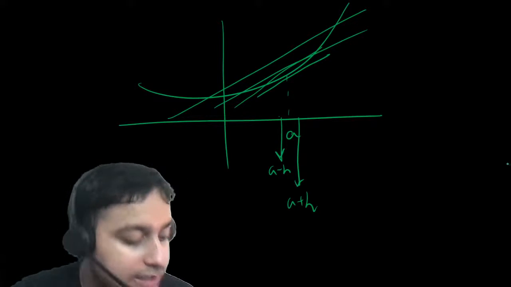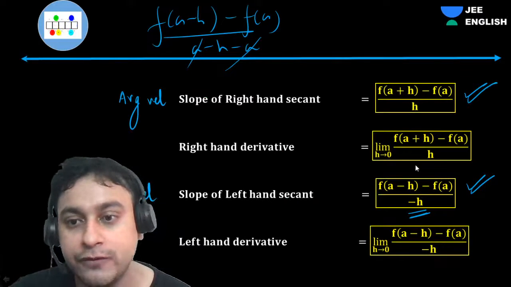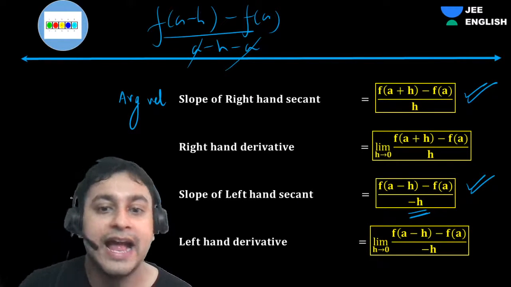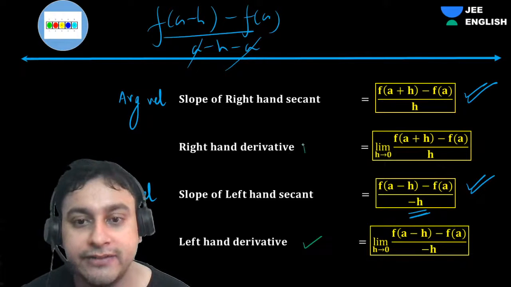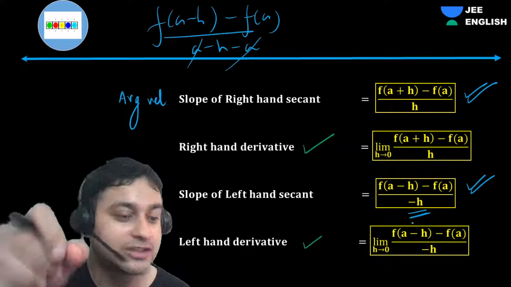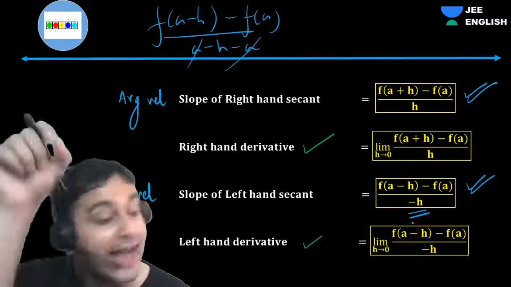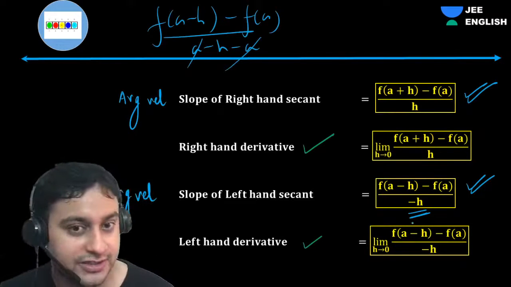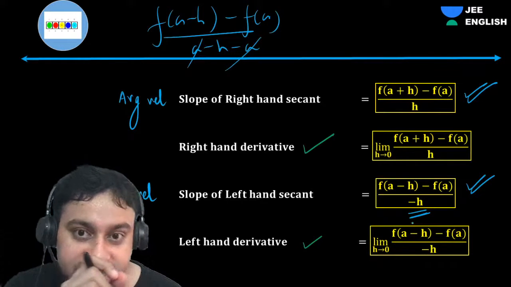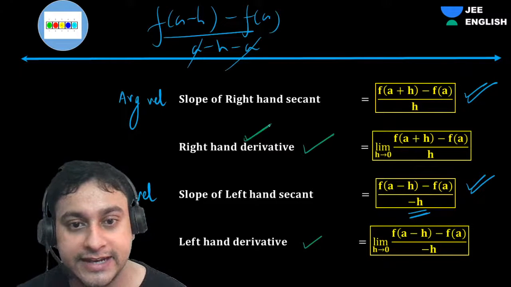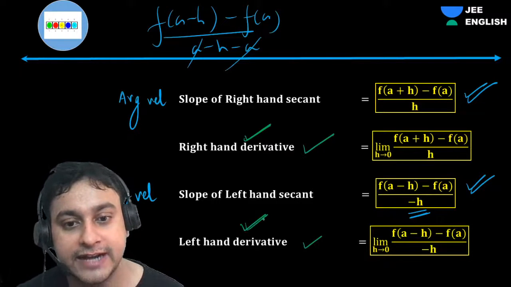So in that scenario, if you calculate the slope, that becomes the right hand derivative and left hand derivative respectively, because now the chord or the secant has become a tangent. Tangent just touches the graph, and the slope of tangent will be this. This is the right hand tangent slope, this is the left hand tangent slope.